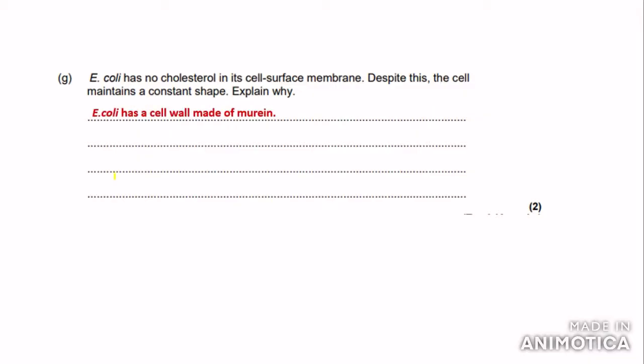Now I think this is the last question, yes. E. coli has no cholesterol on its cell surface membrane. Despite this, the cell maintains a constant shape. Explain why. Now, as I said in my structure of eukaryotic and prokaryotic cells video, E. coli has a cell wall. And as it is a prokaryote, it is made of murein, not cellulose, as cellulose is a component in a plant cell wall. So this would be 2 marks, as you have mentioned the cell wall and that it is made of murein.